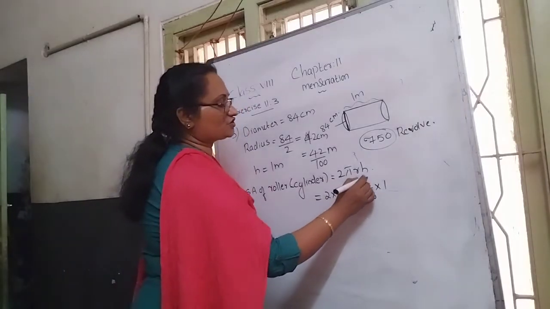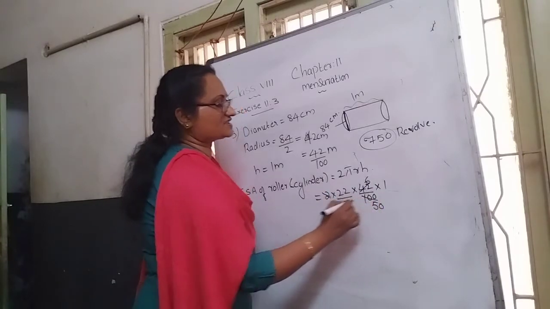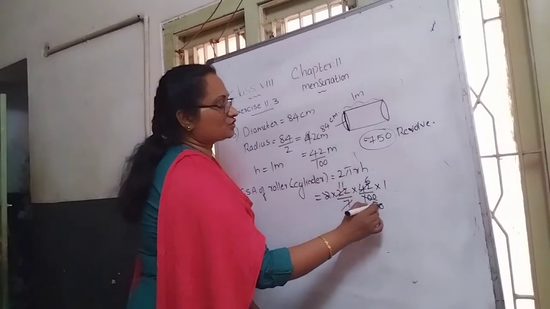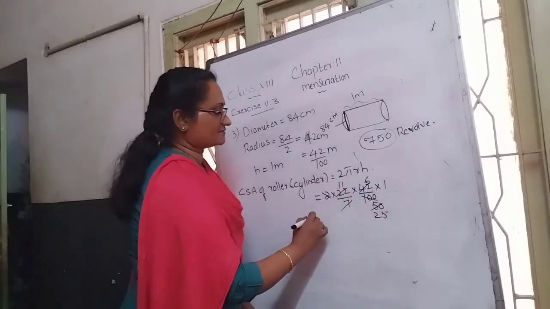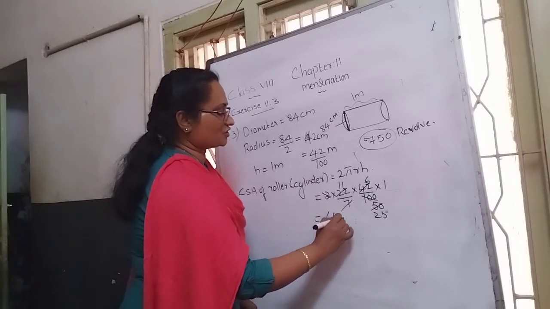7 and 42, 6 times. Then 2 and 100, 50 times. Again 2 and 22, 11 times. 2 and 50, 25 times. Then 11 into 6 is 66, over 25.